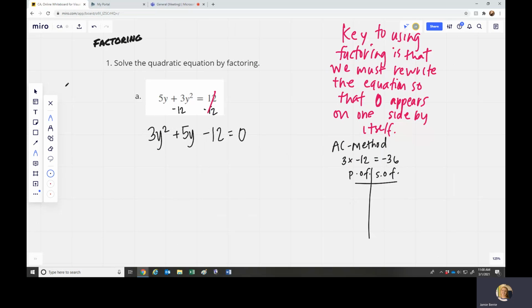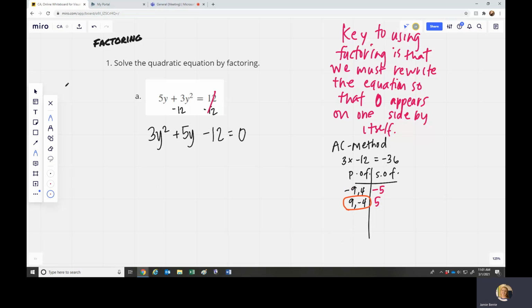So some factors of negative 36, you could do negative 9 and 4, or 9 and negative 4. You could also do 6 and 6, but I know that 9 and 4 can give me 5. So let's go ahead and add these together. Negative 9 plus 4 is negative 5. 9 minus 4 is positive 5. So those are the factors we want to use right here.